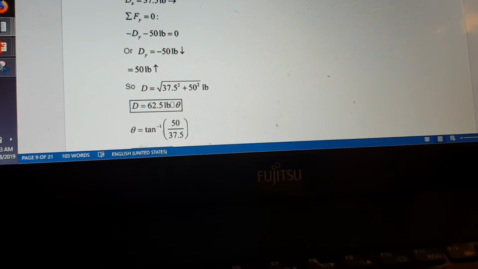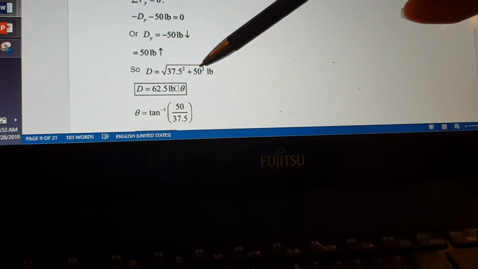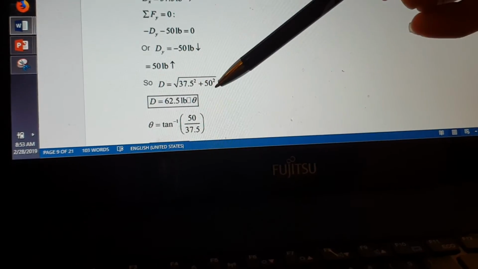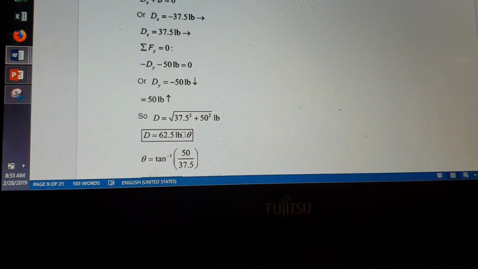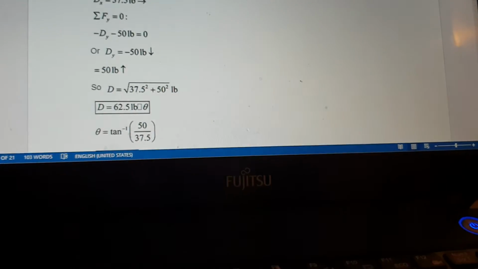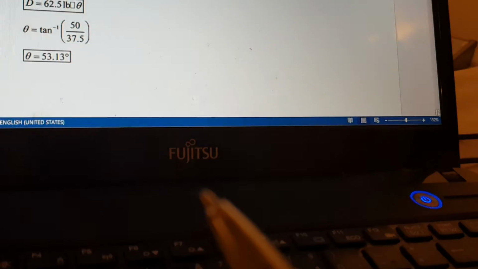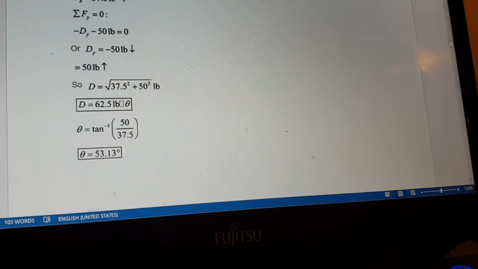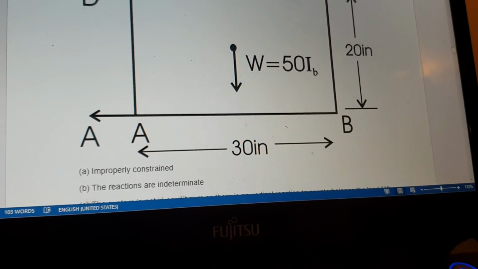And since we have Dx and Dy, you should find the square root of the squares added together. D is equal to 62.5 pounds. And you could find the angle by dividing Dy over Dx, tan inverse. You could find the angle for that, 53.13. Okay, let's go to number 7.